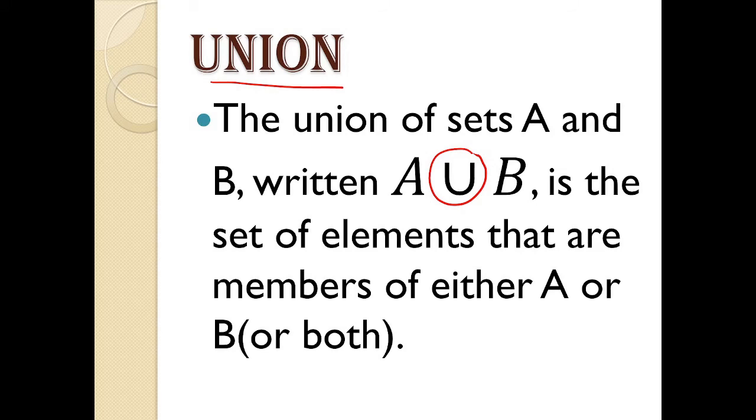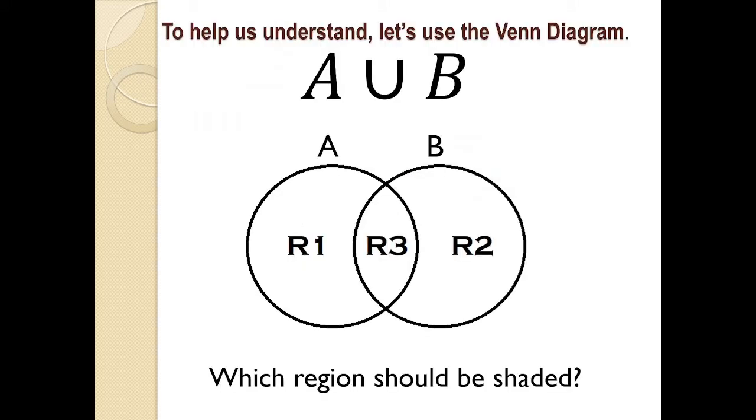Let's have an example on that. Here, if I'm going to be illustrating the union of A and B, I ask you, which region should be shaded? Is it region 1? Is it region 2? Or is it region 3? Where should I shade? Region 3, sir. Again, when I say union, I list all the elements in A and in B.